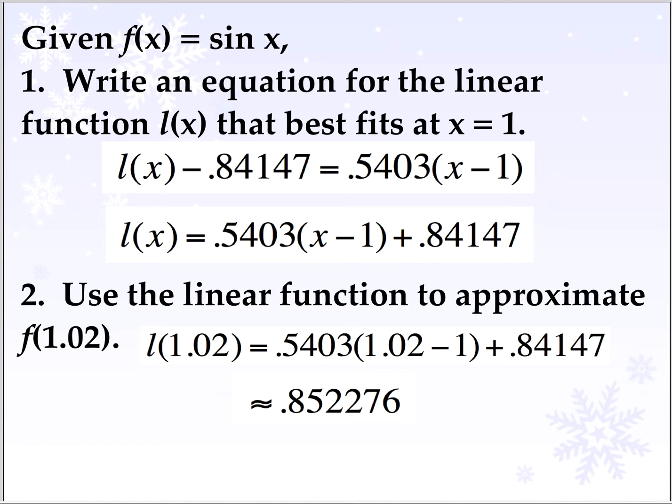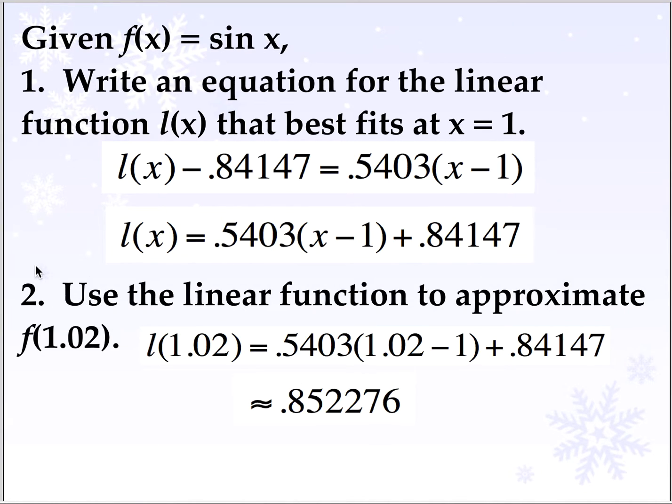So you were to come up with the equation of the line of best fit, or the tangent line at the point x equals 1. Remember, 1 is the fixed point. And so here is my point slope form, and then the last thing I do is I add that 0.84147 to the other side, because when I'm going to be calculating my approximation, I want everything over.